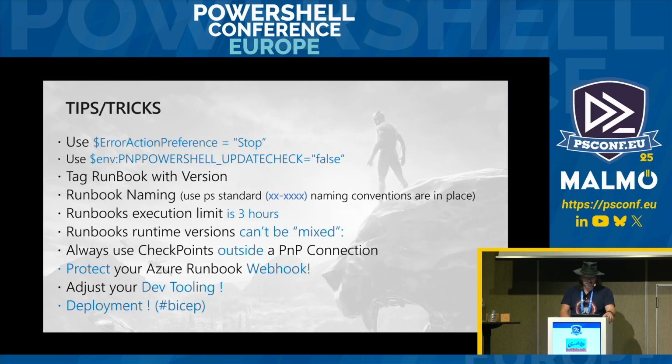Tips and tricks. Okay, this is for the ones that are using PowerShell: ErrorActionPreference equals Stop. It's debatable, but I usually do that. One thing that you can put on the environment part, update check you put to false if you don't want to see those yellow messages showing up. Tag runbooks with the version. Oh, and one thing that actually changed two years ago.